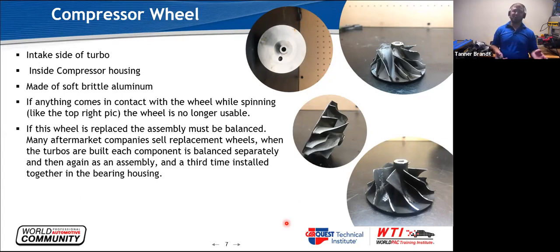If you do that and you install it and the turbo is not balanced as an assembly, it is no longer balanced. So even though the intake side, or the compressor wheel, is balanced, and the exhaust side, the wheel and shaft, I'll show you in just a second, is balanced, they're then put together and balanced again as a cartridge. We'll talk about that here in a second.